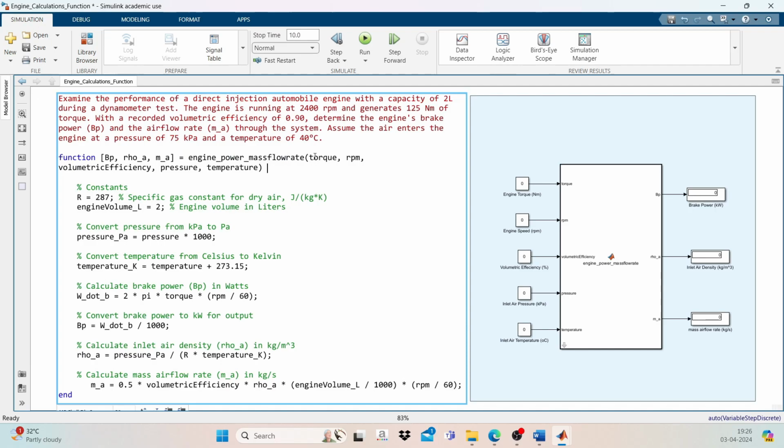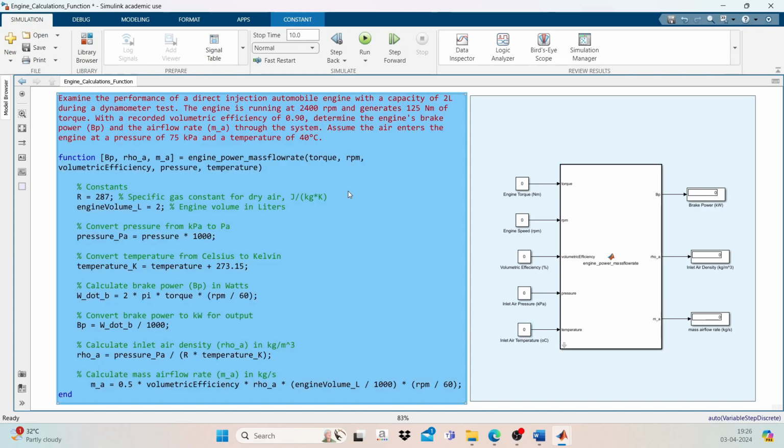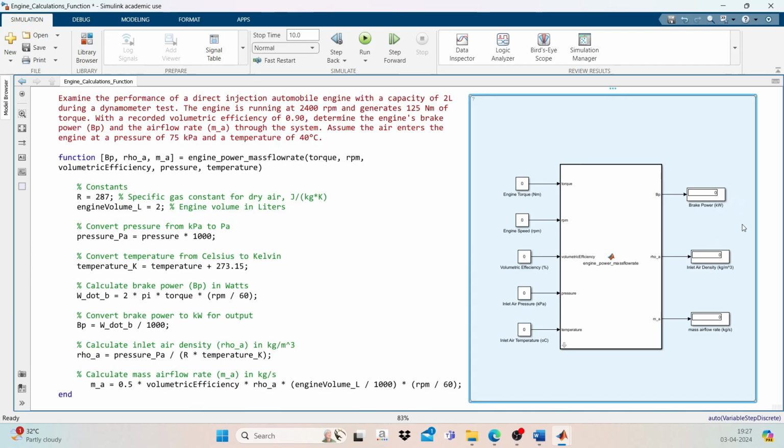This name represents the calculation of engine power, brake power and mass flow rate. This function accepts the inputs torque, RPM, volumetric efficiency, pressure and temperature. If you go to the right side, engine accepts torque, engine speed, volumetric efficiency, inlet air pressure and inlet temperature. So these are the inputs for this function. Now with that function, it calculates the brake power and the mass airflow rate. In between it will find out the density of the air intake. So these are all the outputs. You can see these outputs on the right side here: brake power, inlet air density, that is in kilogram per meter cube, and mass airflow rate, that is in kilogram per second.